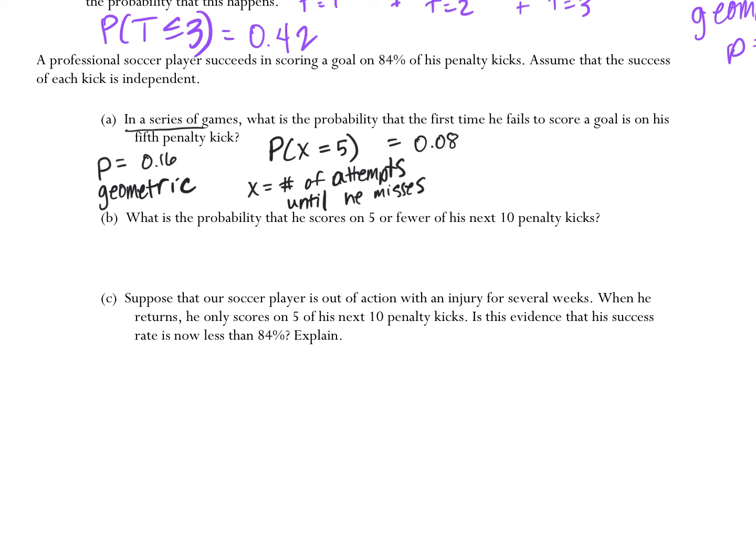All right, now, let's look at part B of this. What is the probability that he scores on 5 or fewer of his next 10 penalty kicks? Okay, so are you guys with me that this becomes less than or equal to 5? And in this case, x equals? In words, when we say x is less than or equal to 5, what is that x standing for? The number of goals. So this is binomial.